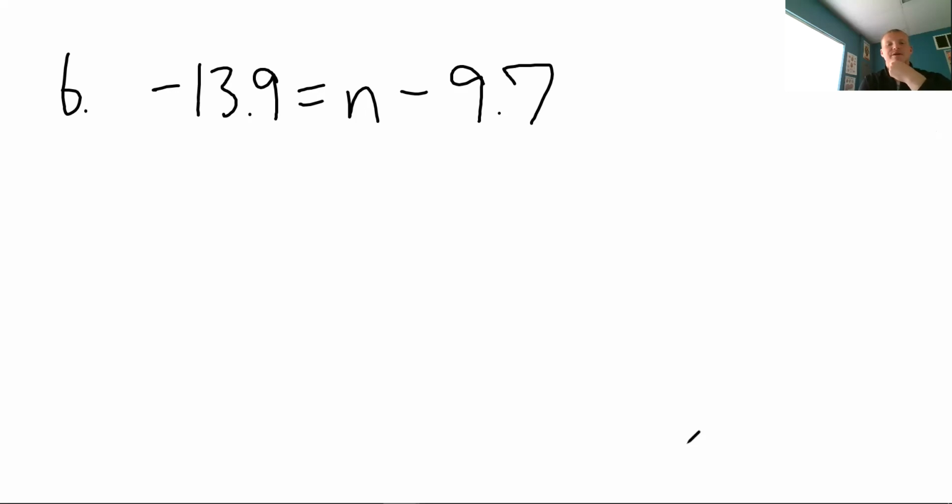This one's a little bit different, because see, the n is over here, on the right side. I need to get n by itself. So my n, or my variable, is not by itself, it has a negative 9.7 with it. That means I need to get negative 9.7 onto the left side of my equation using inverse operations. So how would I do that, Ellen?